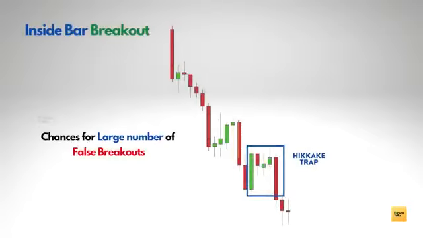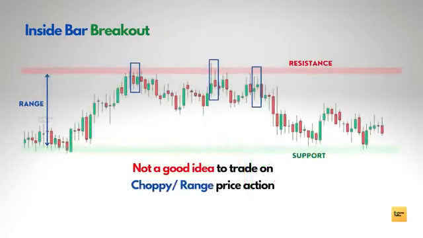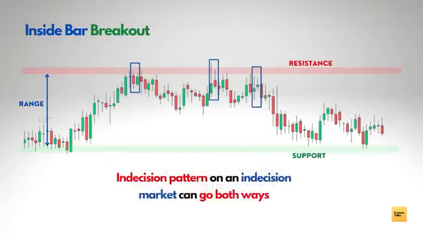But to be frank, I'm not a great admirer or a fan of the inside bar breakout strategy in particular. And it's simply because of the sheer number of false breakouts that this particular strategy can generate. Also, it is not a very smart move to trade an inside bar on a choppy range or consolidation because of its low probability trade. And why is it so? Because a range or a consolidation happens when the market is taking a breather or when the bulls or bears are in some form of indecision.